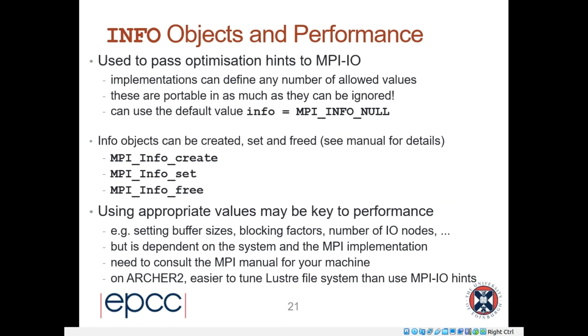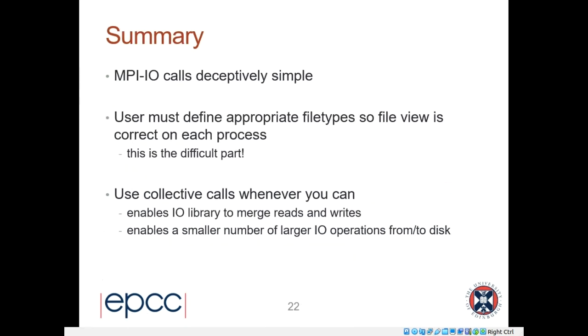The info objects I'm not really going to cover. It allows you to specify things to do with the file system configuration when you open a file, but I think it's easier to do that within Lustre. So I think on Archer, it's easier to tune the Lustre file system than use MPI-IO hints. So I tend to use MPI_INFO_NULL and do all my tuning from the Lustre file system. I find that much easier.